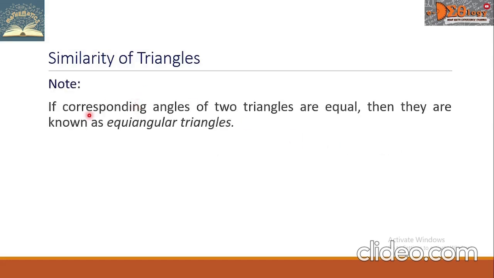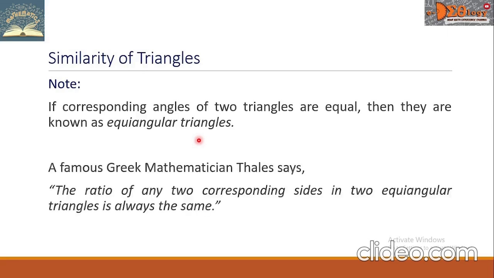Note that if corresponding angles of two triangles are equal, then they are known as equiangular triangles. A famous Greek mathematician, Thales, says the ratio of any two corresponding sides in two equiangular triangles is always the same.